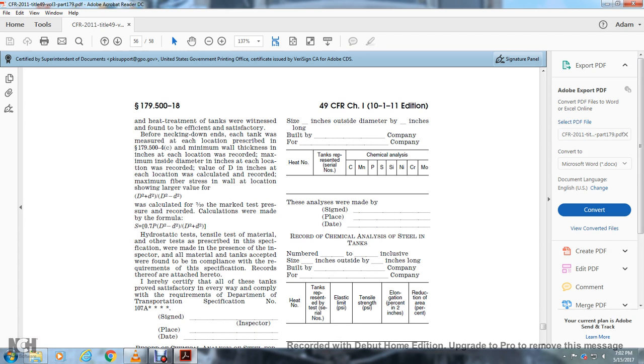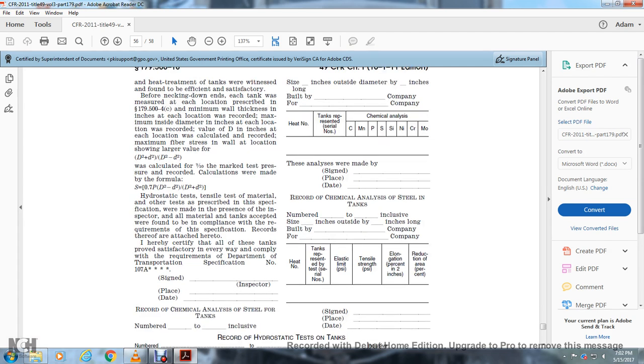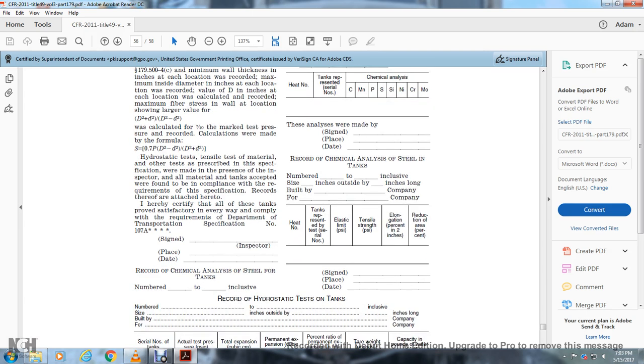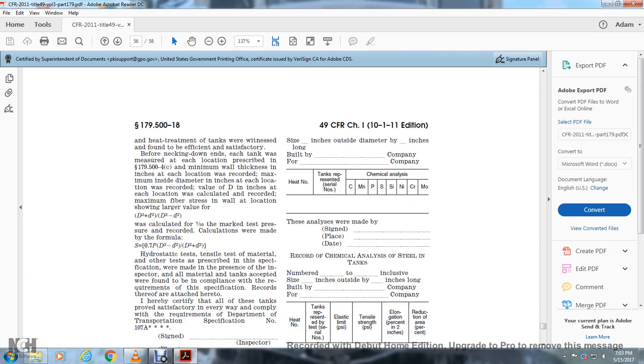Hydrostatic testing and other tests, as prescribed, on the specimens manufactured were made in the presence and inspection, with all material testings accepted found in compliance with the requirements of the specification required thereafter. I hereby certify that all the tanks are satisfactory in every way with the requirements of the transportation specification. Sign, place, date, record of chemical analysis, steel tanks number to inclusive, size and inches outside diameters and length, built by company for company. Heat number, transportation represented in serial numbers, CMNP, SSI, and nickel chromium polyhydride.